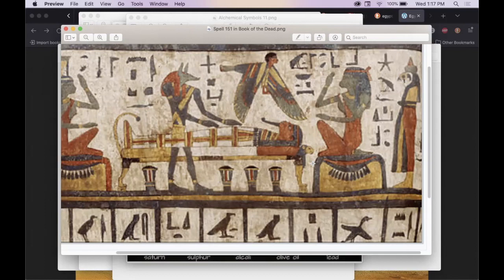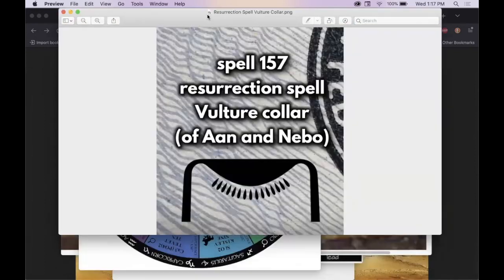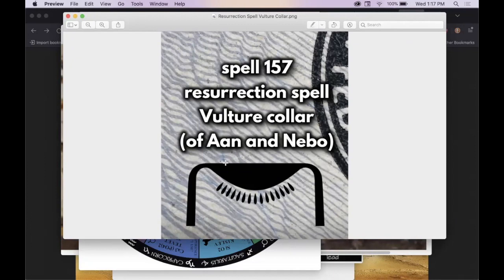Now, all of this is such a deep hole. Like, everything out here is one big puzzle. And I came across too, that was also referenced to the Egyptian Book of the Dead, this shape right here. This shape is also the vulture color. Vulture being referenced to Egypt. It's an Egyptian symbol. And it almost represents an envelope. Well, this is spell number 157, and it's a resurrection spell in Egypt for the Egyptian Book of the Dead. And this is for An and Nebo.